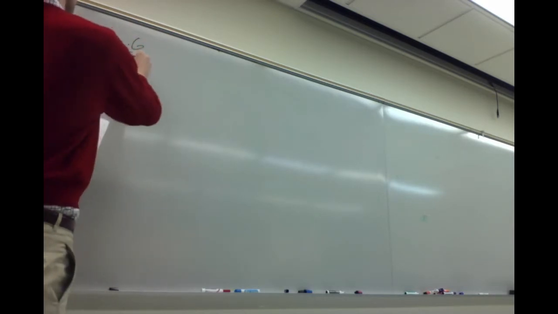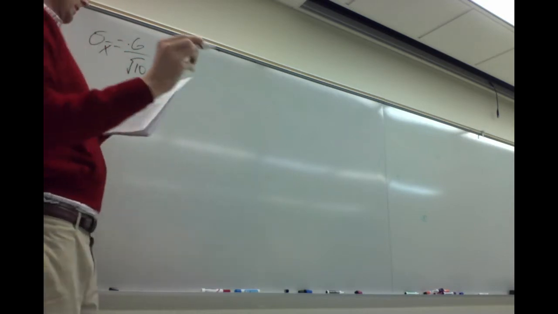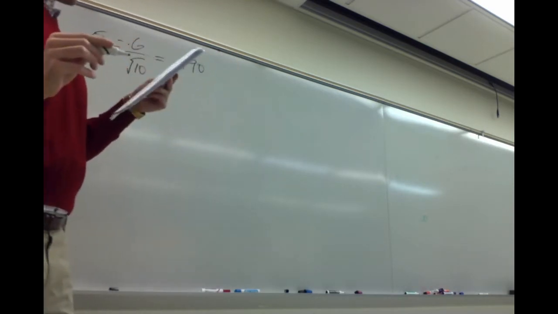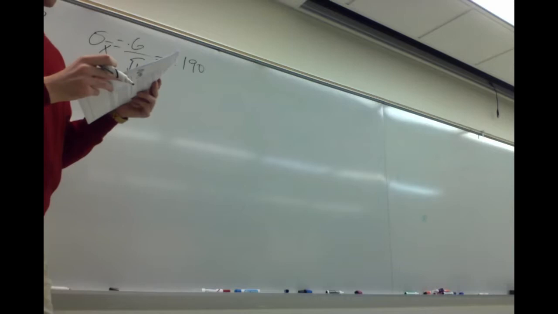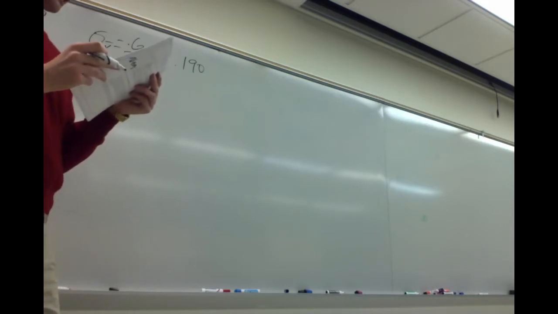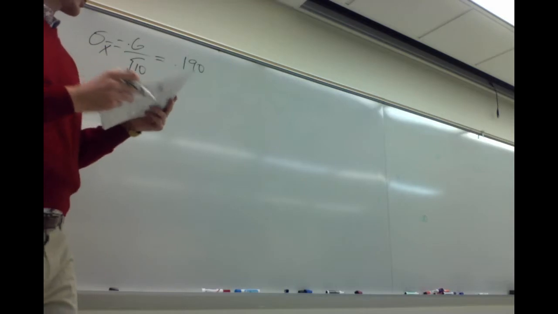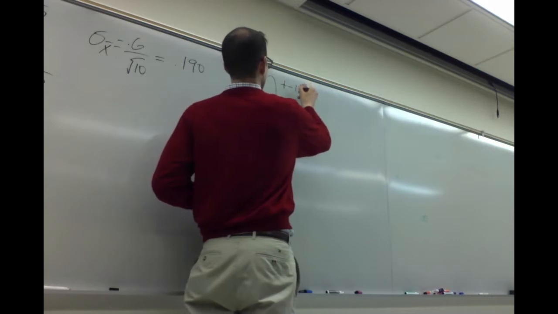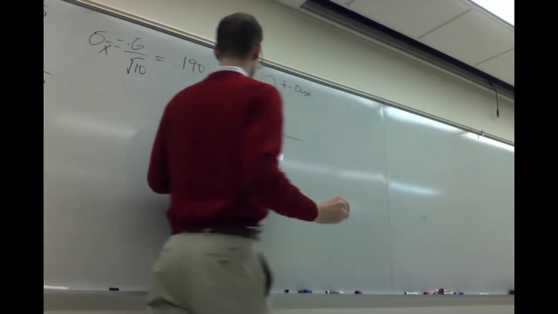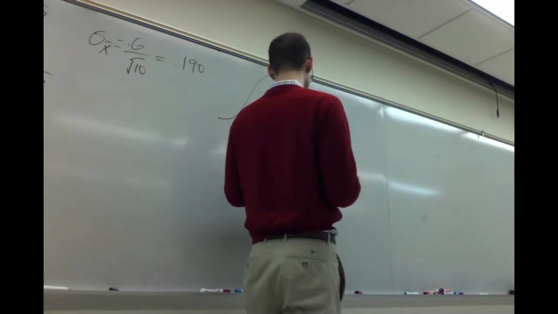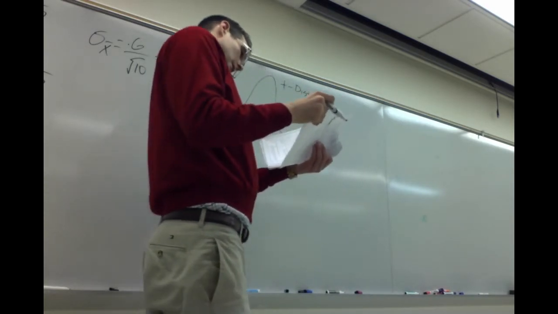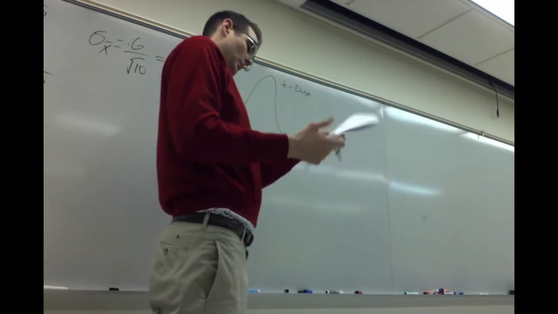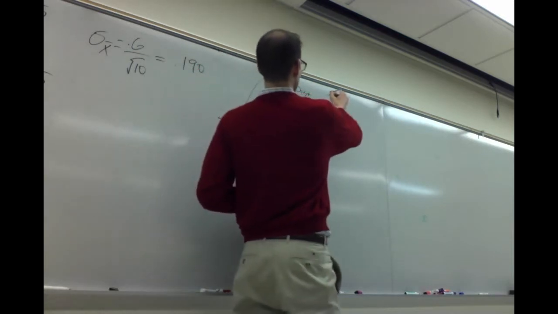0.6 divided by the square root of the sample size is going to be 0.190. That is our standard error. All right. So let's set up our critical values. This is going to be a t distribution, and we're looking at a significance level of 5%.